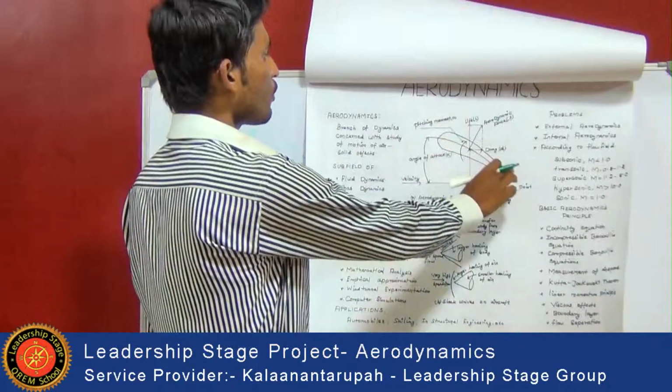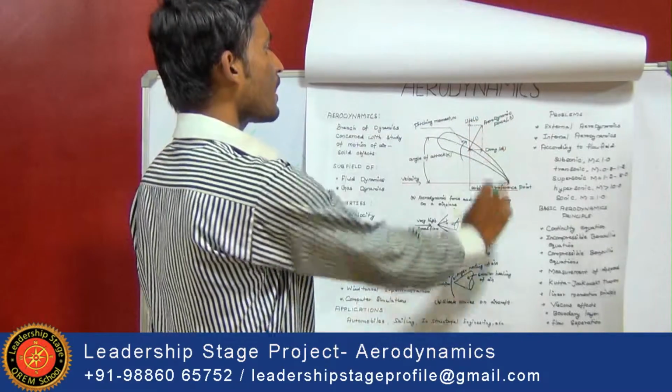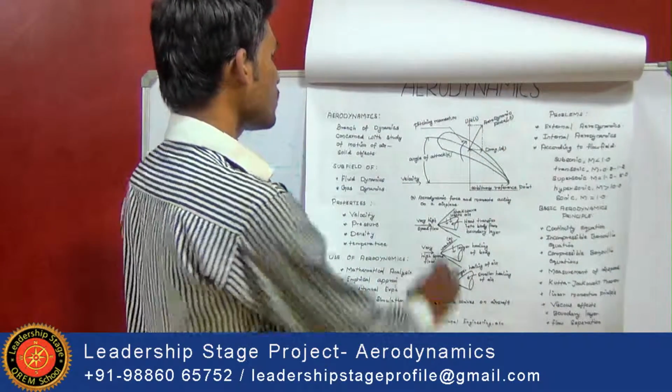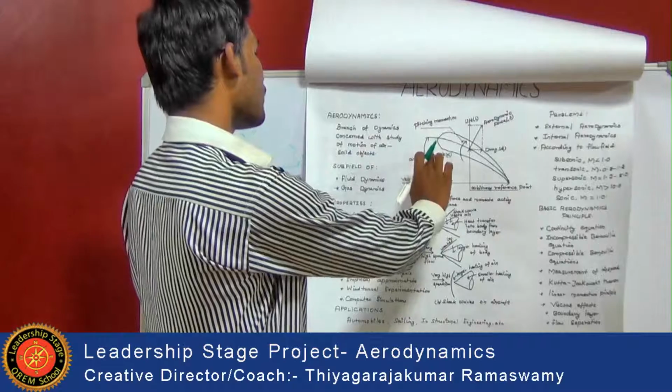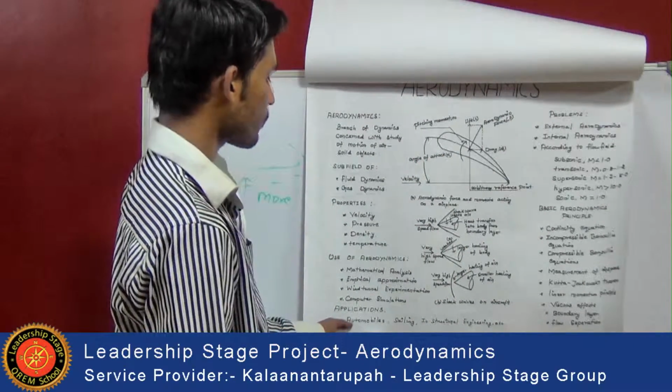An airfoil is the cross section of the wing. This is the lift and this is the drag, and the dotted line shows the aerodynamic force on the airplane. And this is the angle of attack. Angle of attack is the angle between the chord line and the relative direction of the airflow.